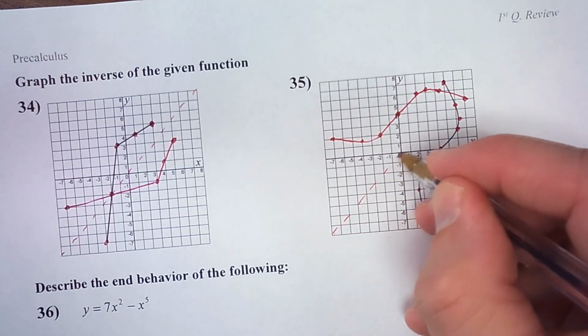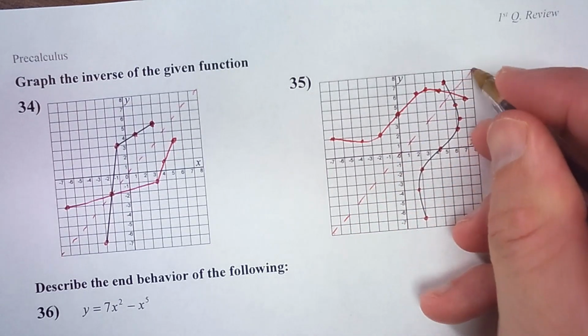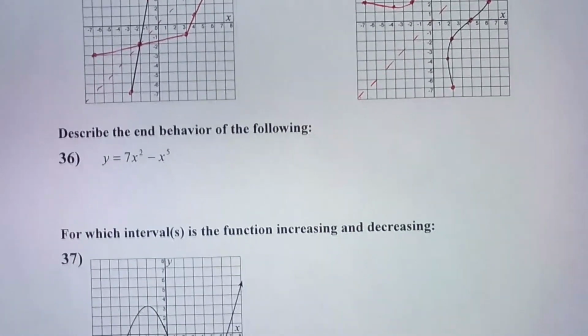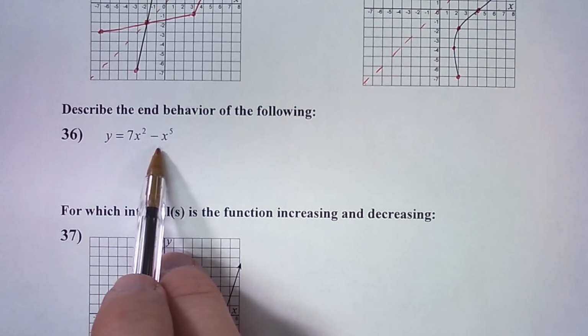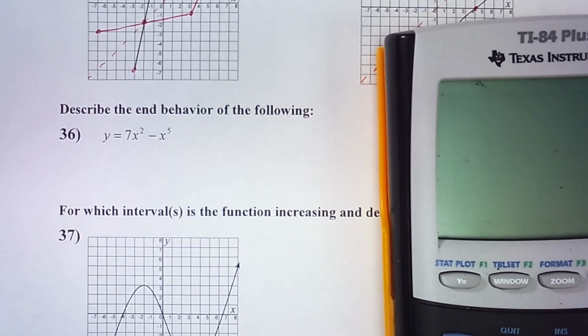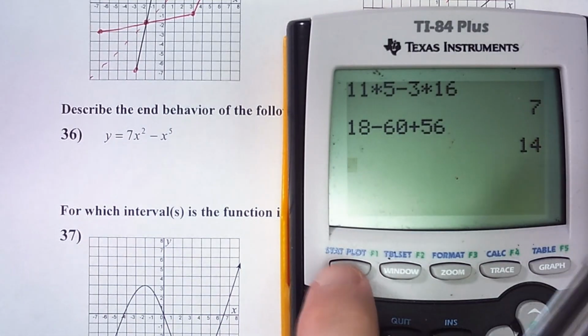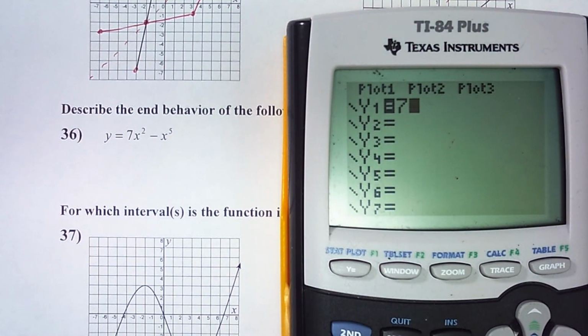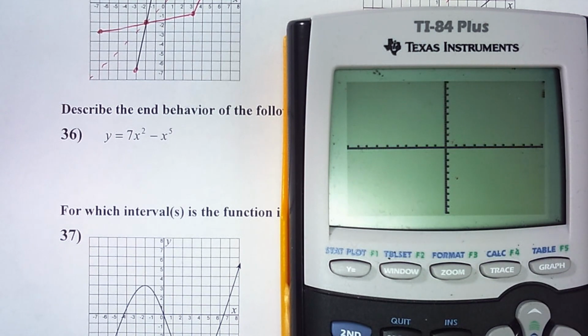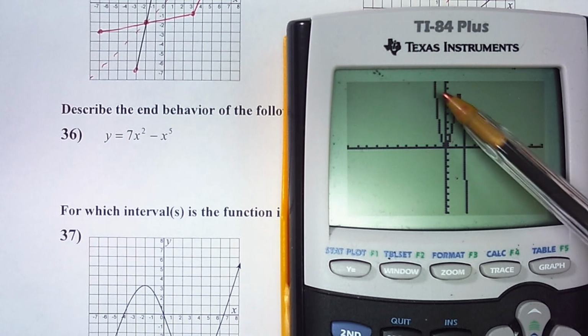Okay, and it should be a decent reflection over y equals x. Describe the end behavior. Okay, so in order to do that, we are going to graph this. So in y equals, we have 7x squared minus x to the 5th power. Okay, so there's our graph.